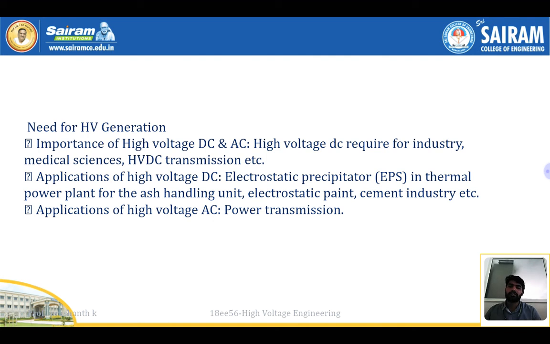Application of high voltage AC is power transmission. Even though we are transmitting power with AC high voltages, I think you might have seen, right, from the thermal power plant. I always give the example of a thermal power plant and Bangalore, but which we can see in the Jigani industrial area, there are high-tension transmission lines present. So either it may be DC or AC transmission lines for the power requirement on the consumer side.